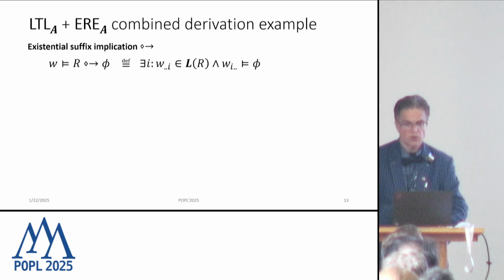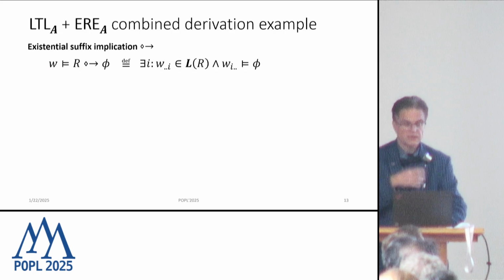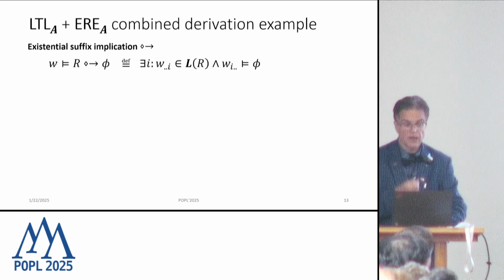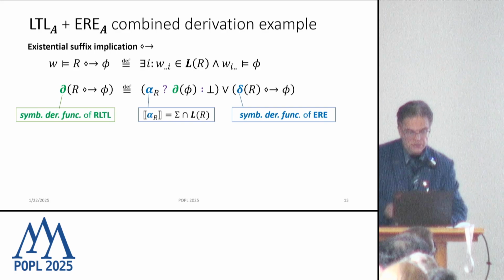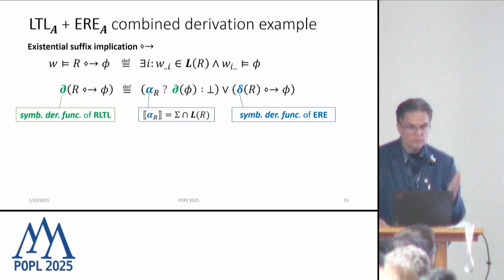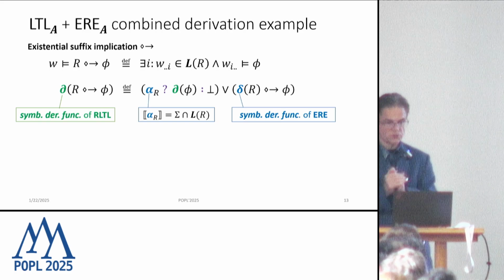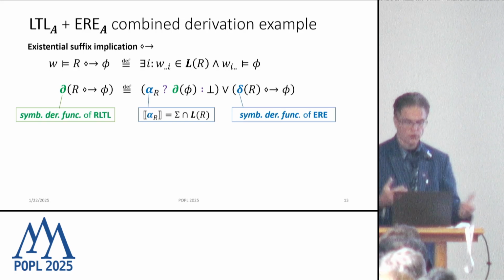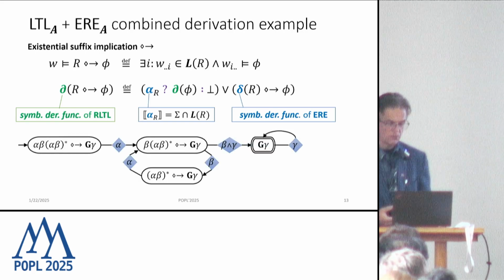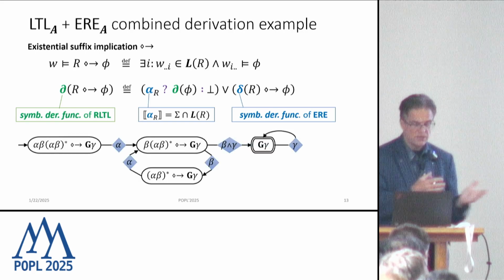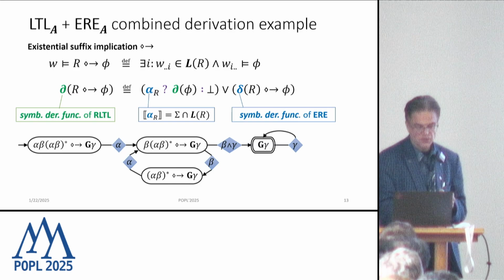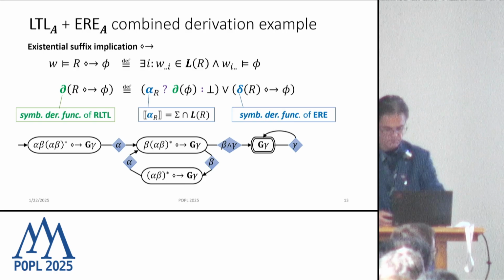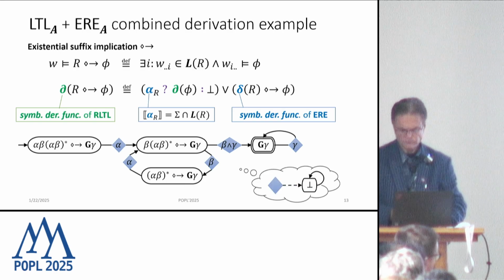Now, let me show you one example of the existential suffix implication and how derivatives are combined. This would be essentially symbolic derivative functions for LTL combined with those of ERE in a single framework. For example, if you would take a formula (AB) repeated at least once as a prefix condition, followed by something that is globally gamma, then you would get something like this.